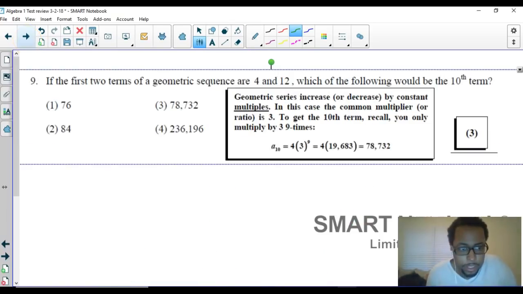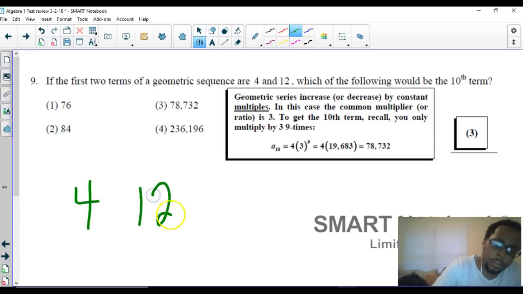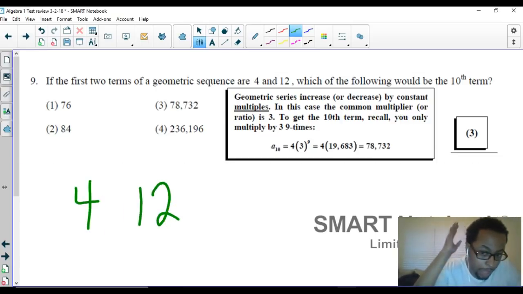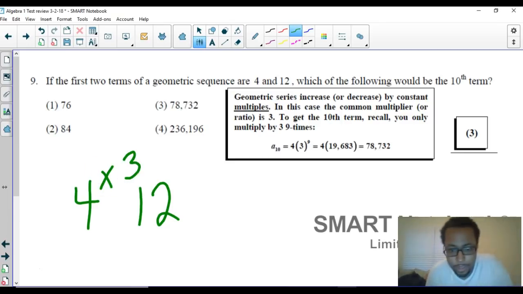If the first 2 terms of a geometric sequence are 4 and 12, which of the following would be the 10th term? Okay. So I'm going to read what it says. Geometric series increase or decrease by a constant multiple. In this case, the common multiplier is 3. Well, how can you tell it's 3? My first number is 4, my second number is 12. I know that it's increasing by 3.